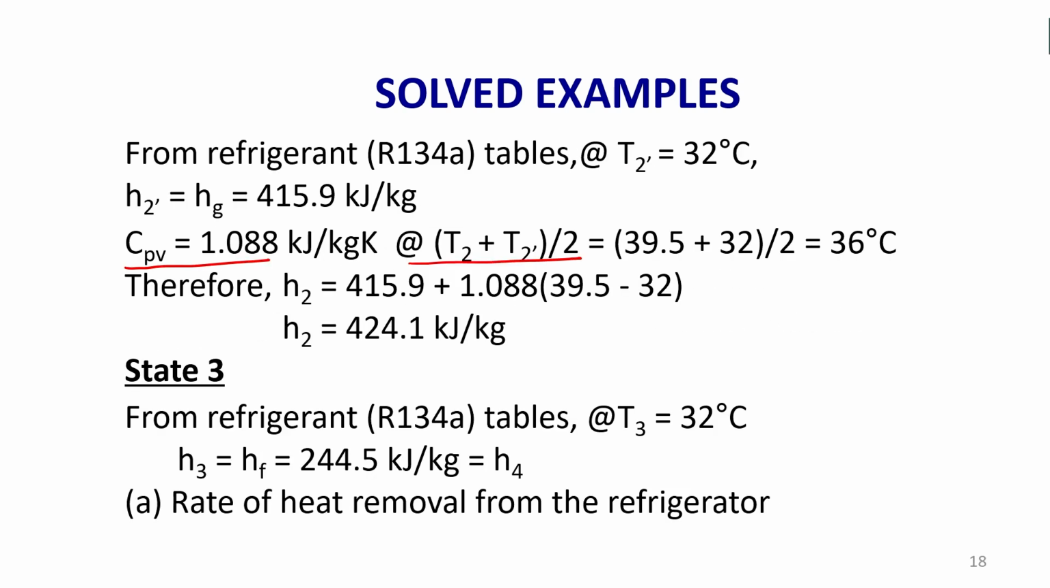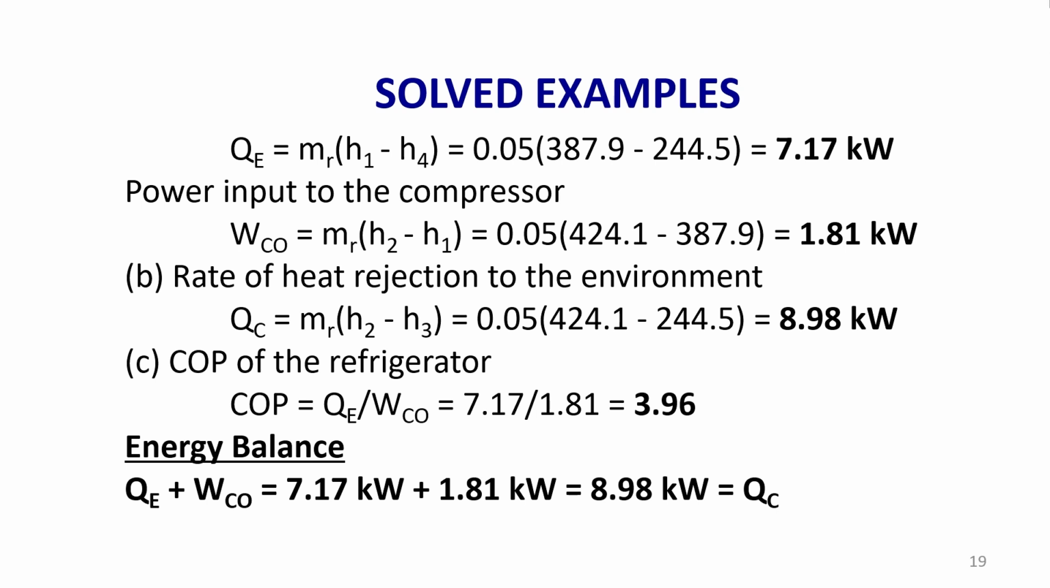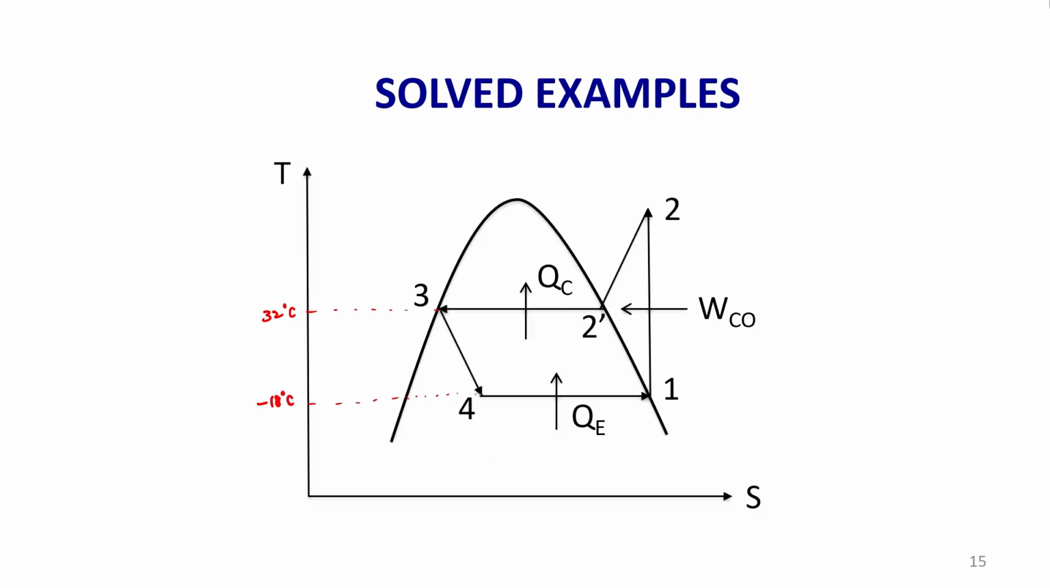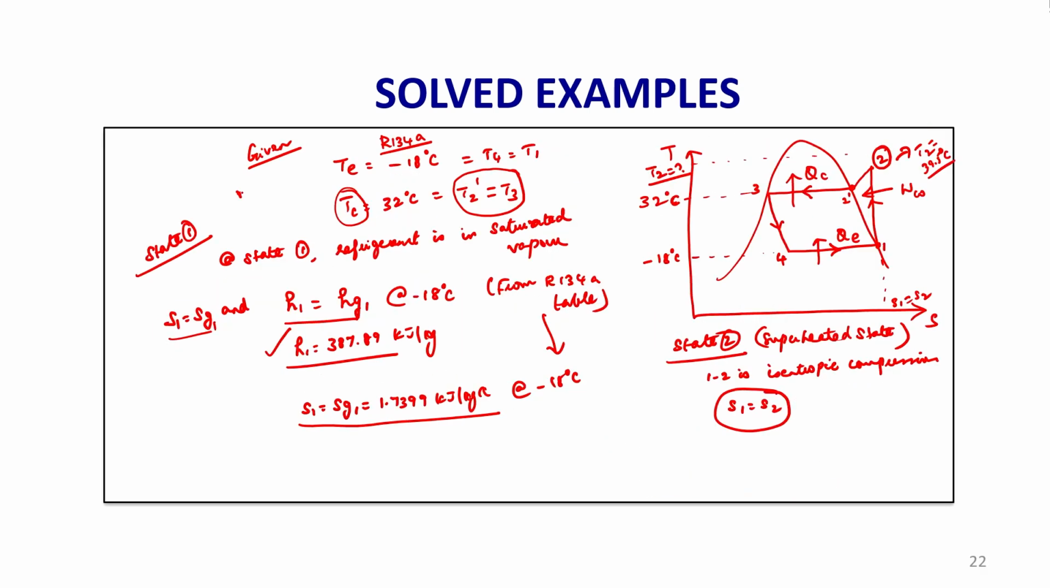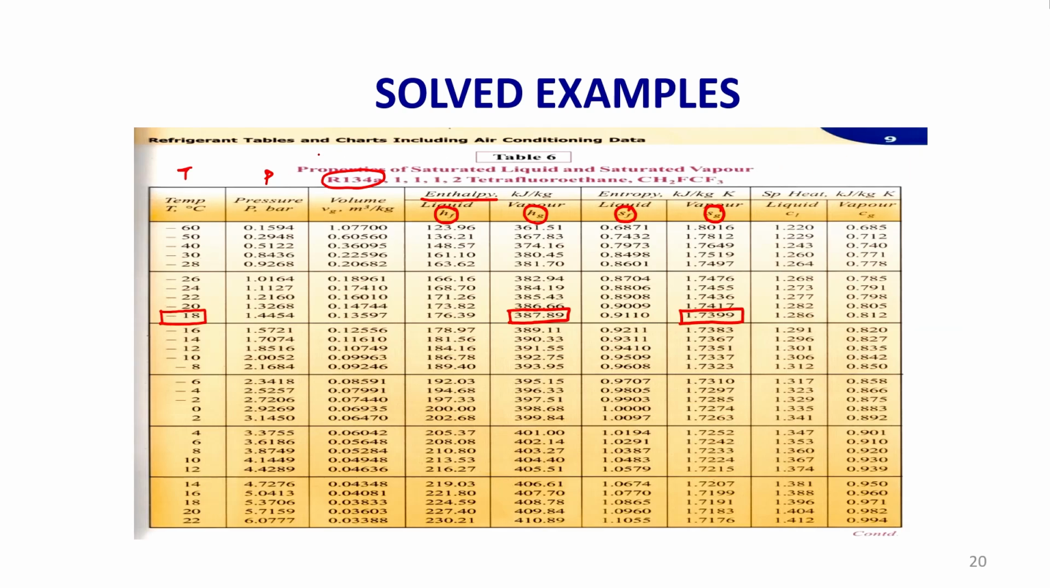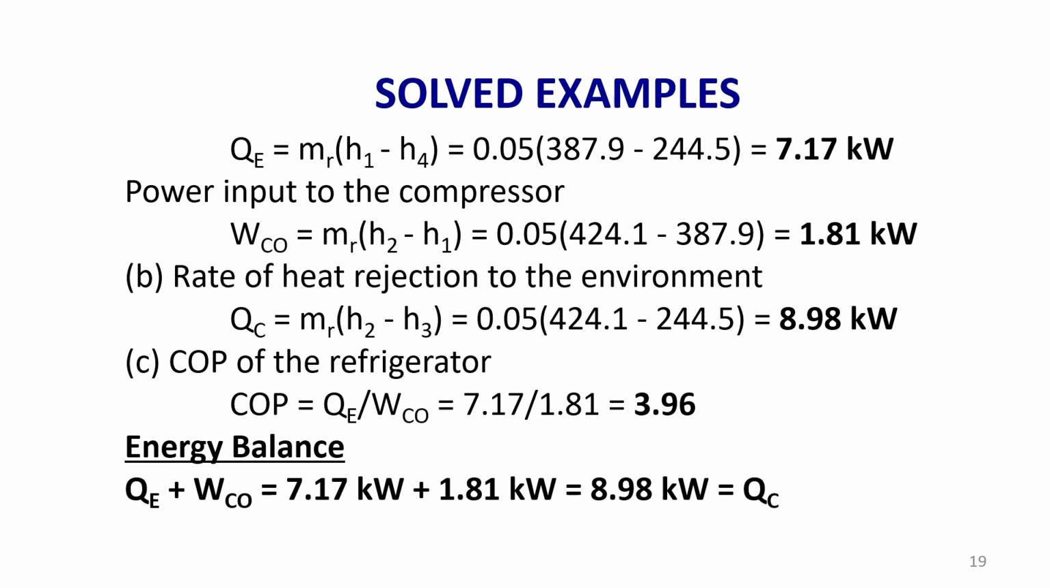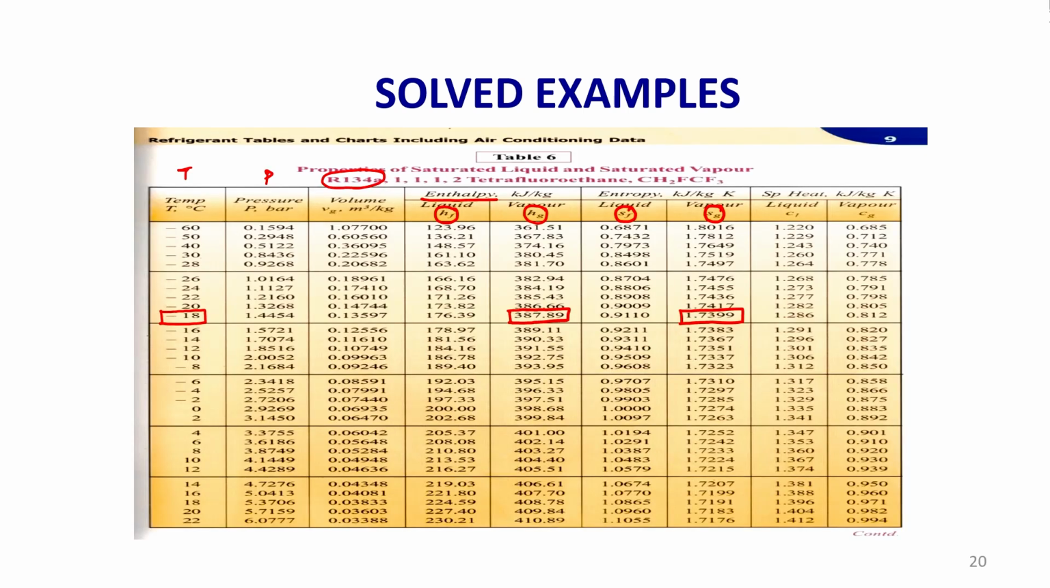the rate of heat removal from the refrigerator, Q equals MR into the enthalpy difference. The mass flow rate is given as 0.05 kg per second. So, mass flow rate of the refrigerant is also given, 0.05 kg per second. Use this formula to calculate QE, power required to drive the compressor, heat rejection and COP of the refrigerator. Energy balance is cooling capacity plus work done on the compressor, work of compression. If you add, you get 8.98 when we calculate the heat rejected by the condenser. So, it is a perfect energy balance: QE plus W compressor equals heat rejected by the condenser.